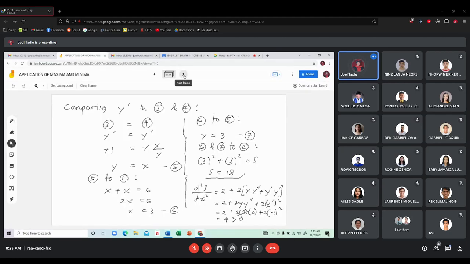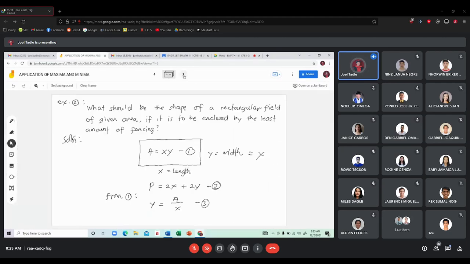Let's move on. Next example. What should be the shape of a rectangular field of a given area if it is to be enclosed by the least amount of fencing?